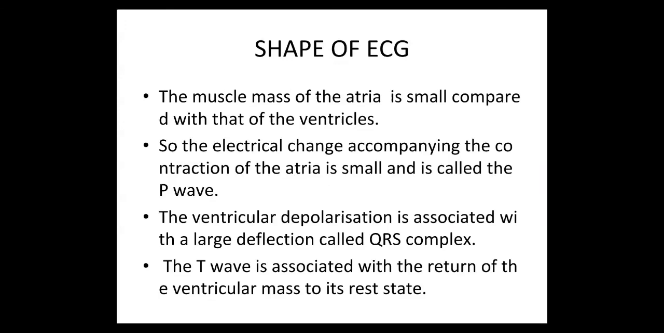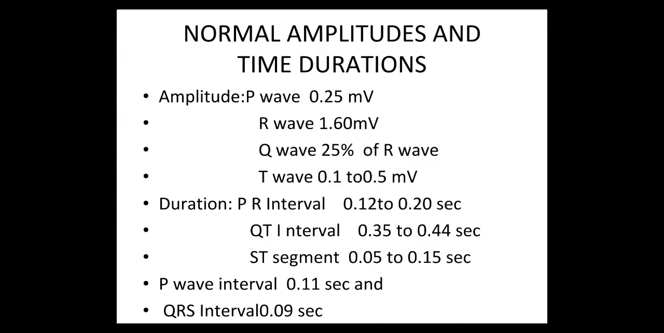Shape of ECG. The muscle mass of the atria is small compared with that of the ventricles. So the electrical change accompanying the contraction of the atria is small and is called the P wave. The ventricular depolarization is associated with a large deflection called QRS complex. The T wave is associated with the return of the ventricular mass to its rest state. The normal amplitudes and time durations of the ECG waveforms.